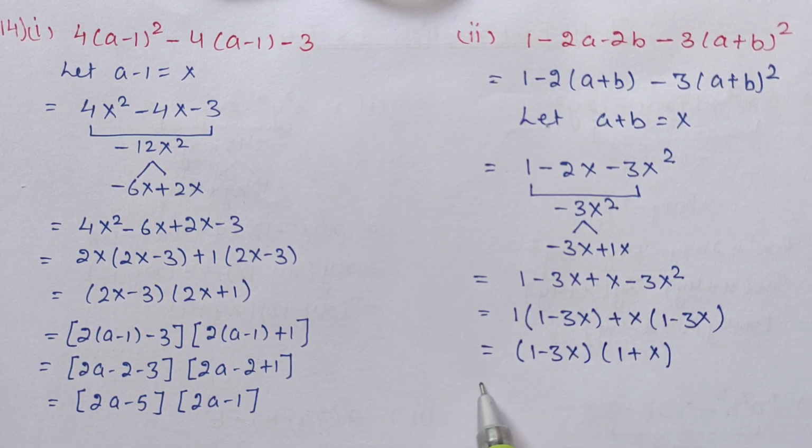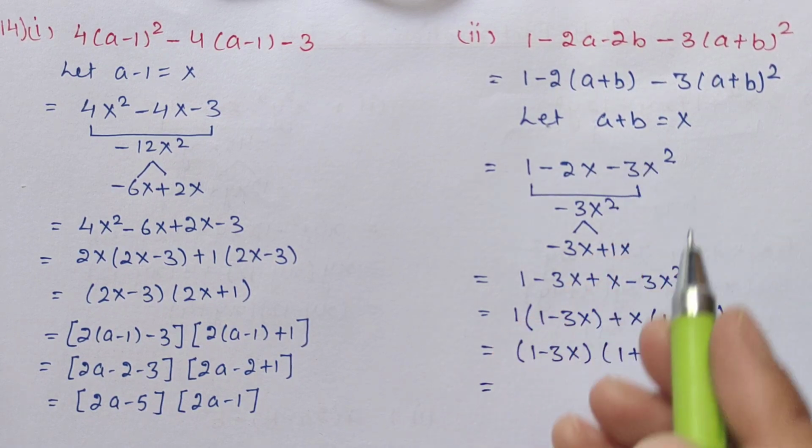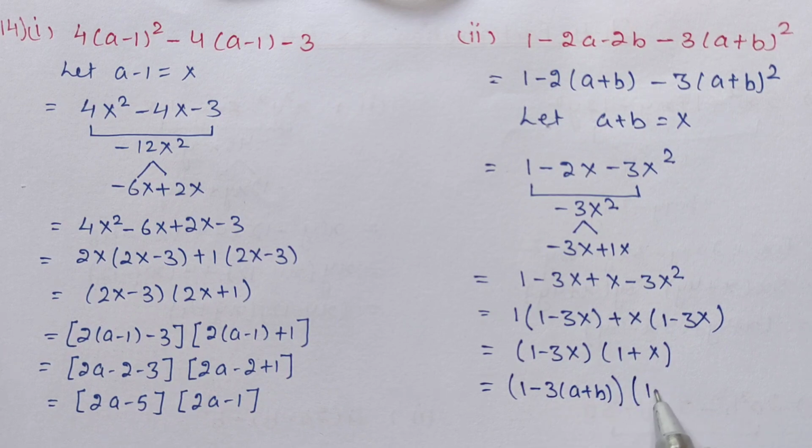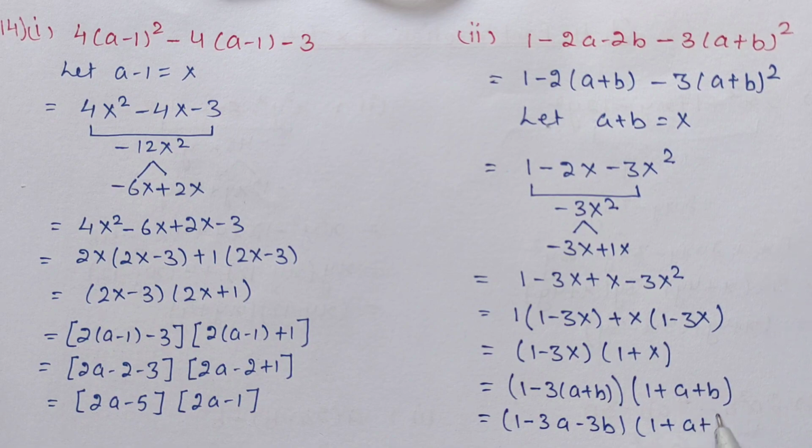After this replace this x also, it is a plus b. So in place of x write a plus b. 1 minus 3(a plus b) and 1 plus (a plus b). This bracket also you can remove: 1 minus 3a minus 3b, and here 1 plus a plus b.